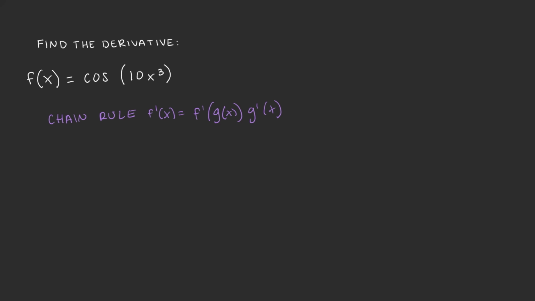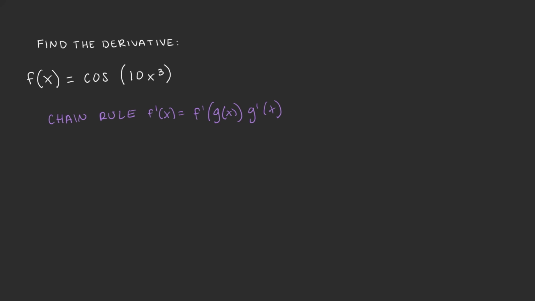So f prime of g of x would just be negative sine 10x to the 3rd power. So we're keeping this interior the same because it's just asking for g of x, but then it wants the prime of the f, which would be this one. So the derivative of cosine is negative sine x, and that would give us this.